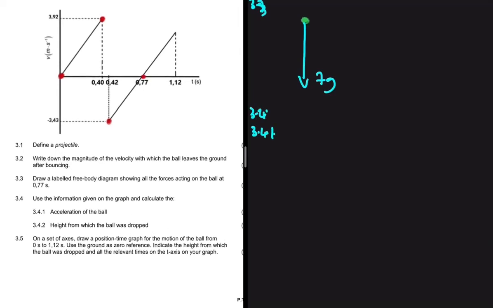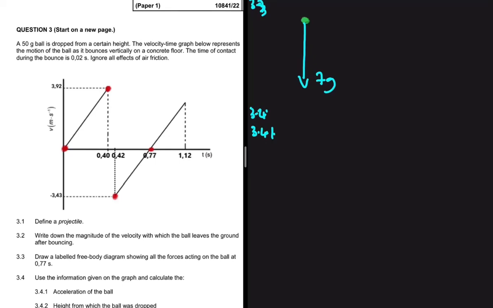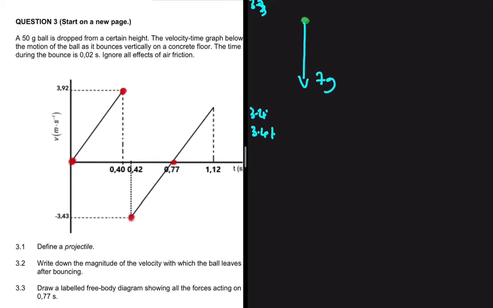Now let's move to 3.4 and look at 3.4.1. Use the information given on the graph and calculate the acceleration of the ball. So 3.4.1, we're looking for the acceleration of the ball. There are two ways we can use to answer this question. We can use equations of motion because we have VI, we have VF, and we have delta T. Another way, we can find the gradient of our graph. The gradient of the VT graph will give you acceleration, and then the area will give you the displacement.